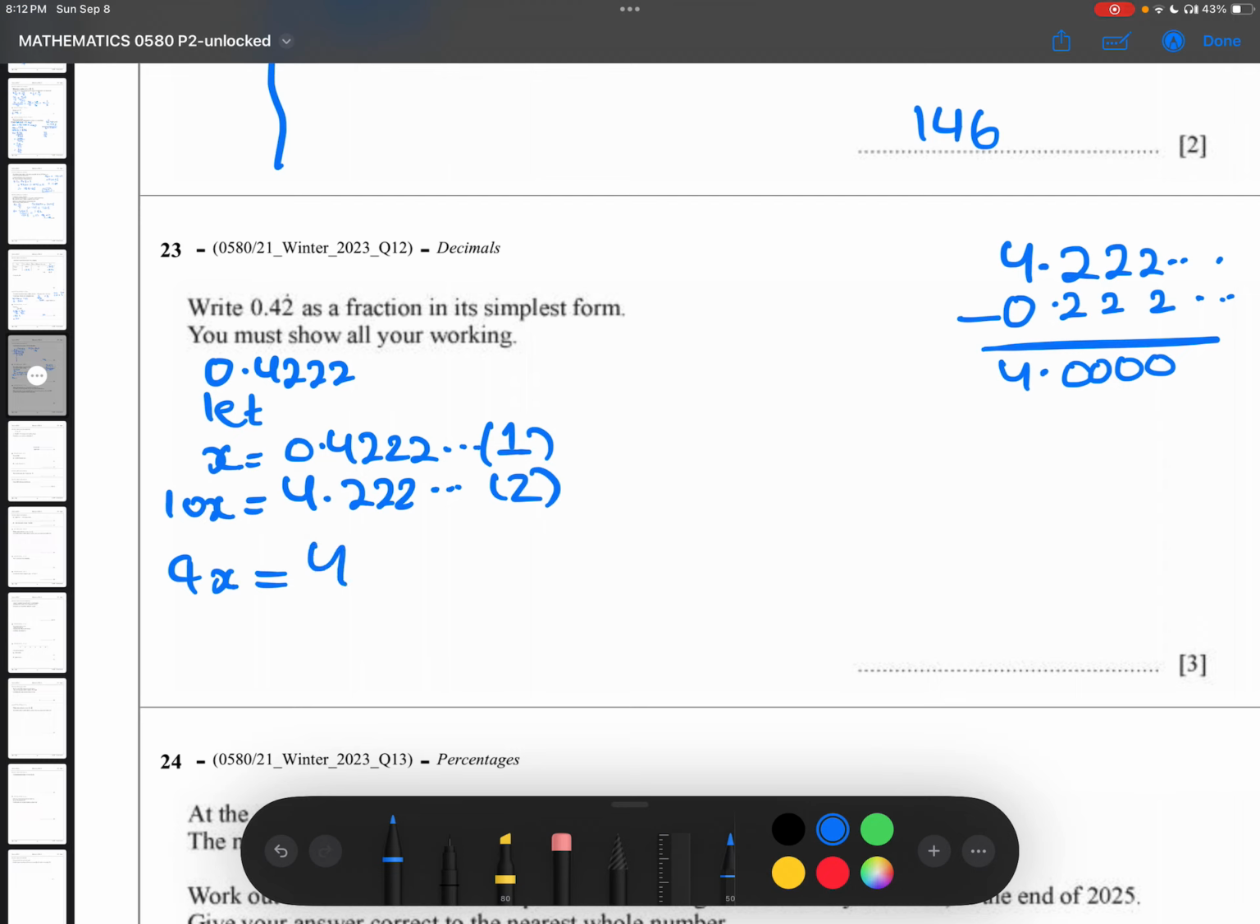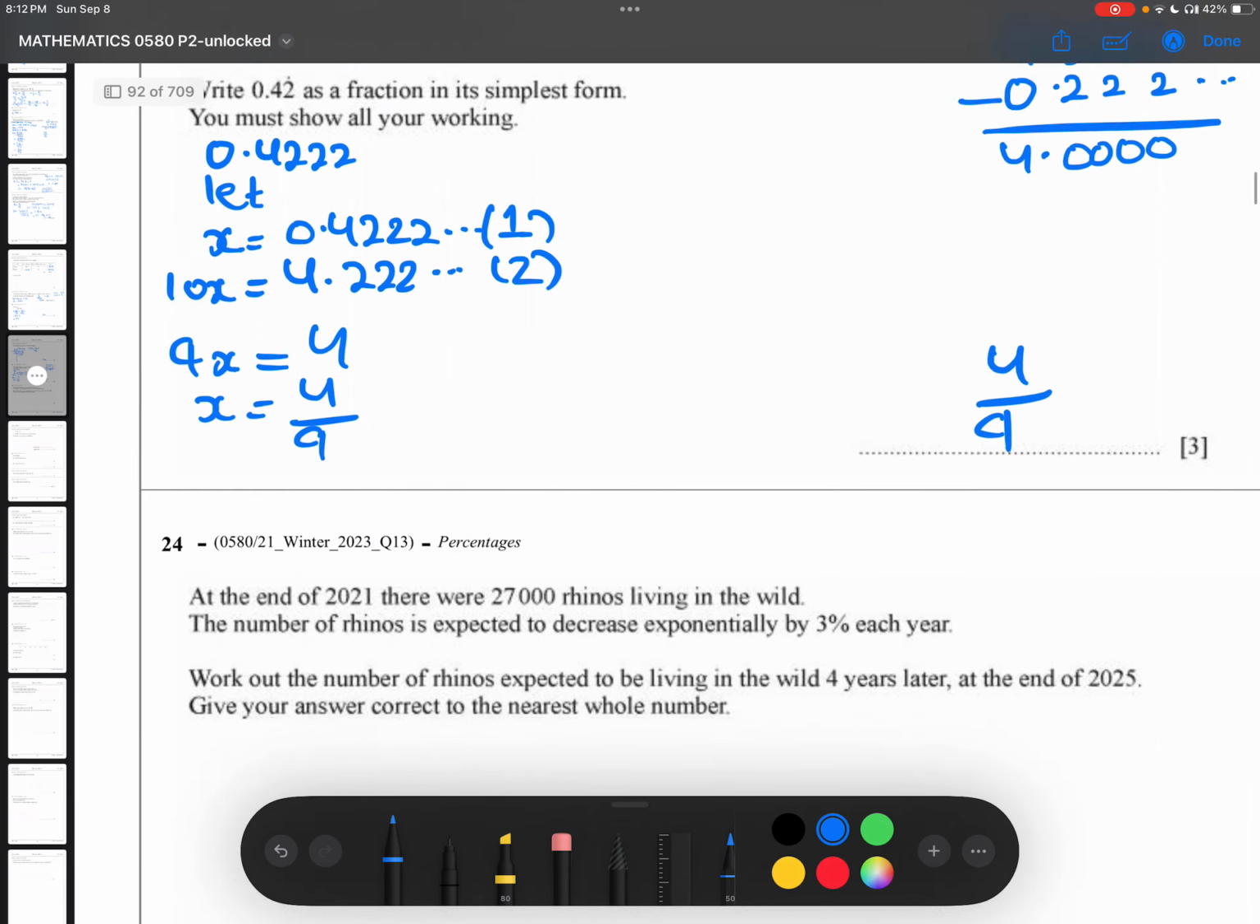Now this 9 can easily be shifted to the right hand side and x will be equal to 4 upon 9. So this is our required answer. 0.42 recurring has been converted to a fraction, and this is a proper fraction, so we don't need to convert it. 4 upon 9 is our answer.